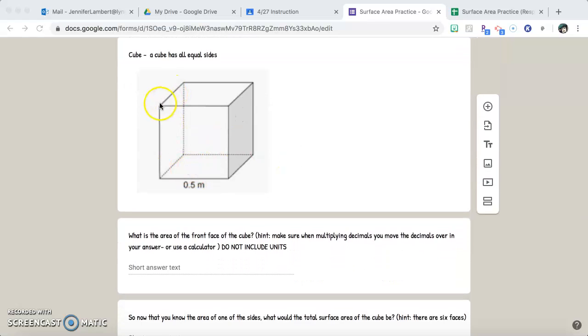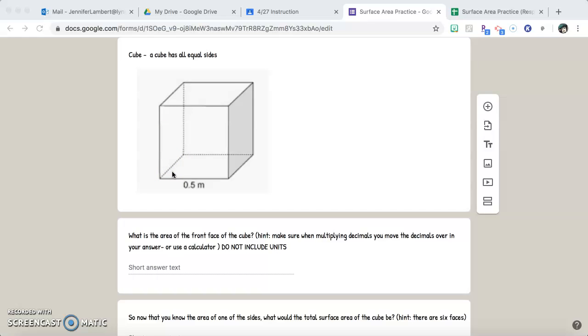Surface area of a cube. I first need to find the area of one of the squares. Squares have all equal sides. So you would take your calculator and do 0.5 times 0.5, and you would get 0.25. Then this piece over here is 0.5 times 0.5. So if I multiply it with my calculator again, this piece is 0.25. This piece is 0.25. There's 6 faces that are 0.25.